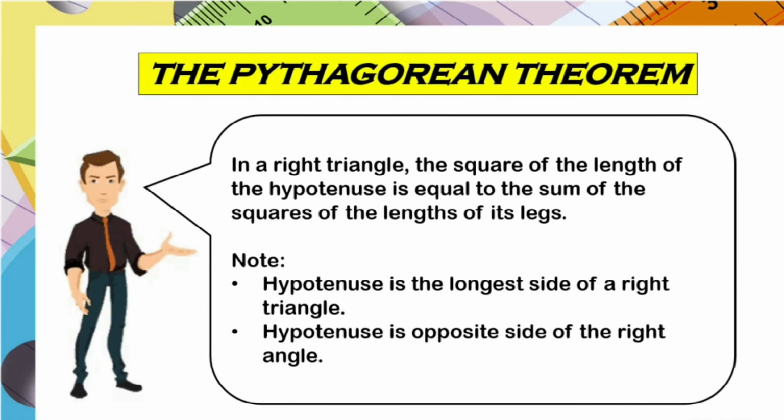So, those are the examples on how to prove the Pythagorean Theorem. To sum up the lesson, remember that the Pythagorean Theorem states that in a right triangle, the square of the hypotenuse is equal to the sum of the squares of the lengths of its legs. Take note that the hypotenuse is the longest side of a right triangle, and the hypotenuse is opposite the right angle. So that ends our lesson on proving the Pythagorean Theorem.